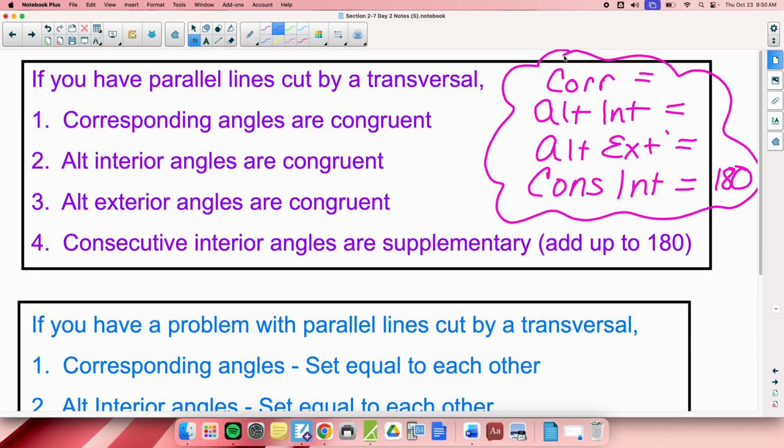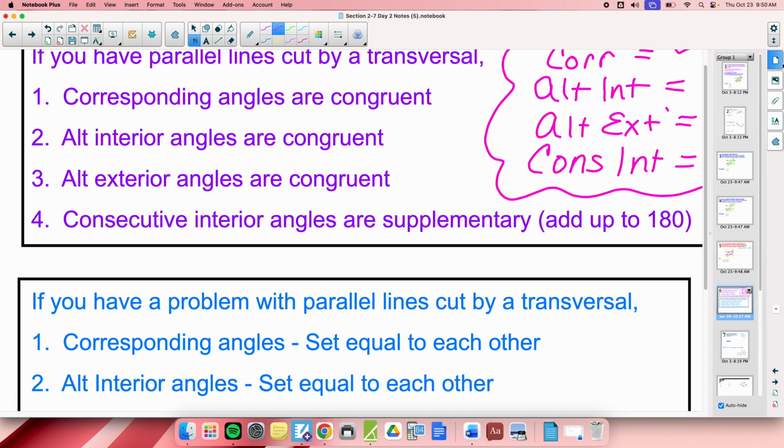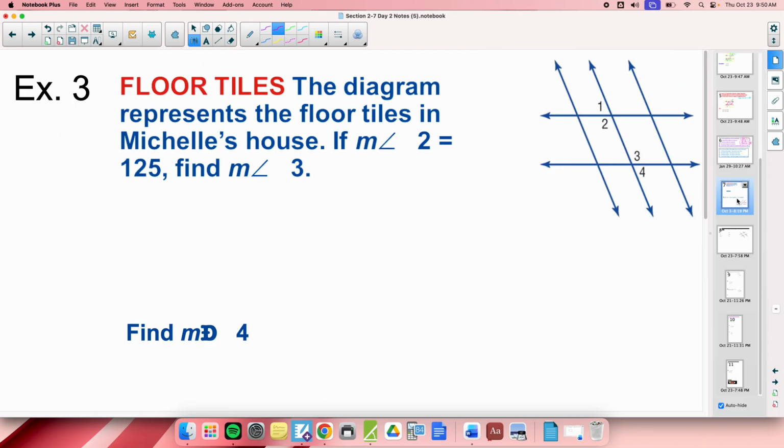And if you were gone yesterday, I strongly suggest you watch the video from yesterday so you understand what these are, okay? That was something I talked about yesterday that is very important. We use it a lot in this chapter and in future chapters. This part I'm going to wait to talk about until we get to some algebra problems later.